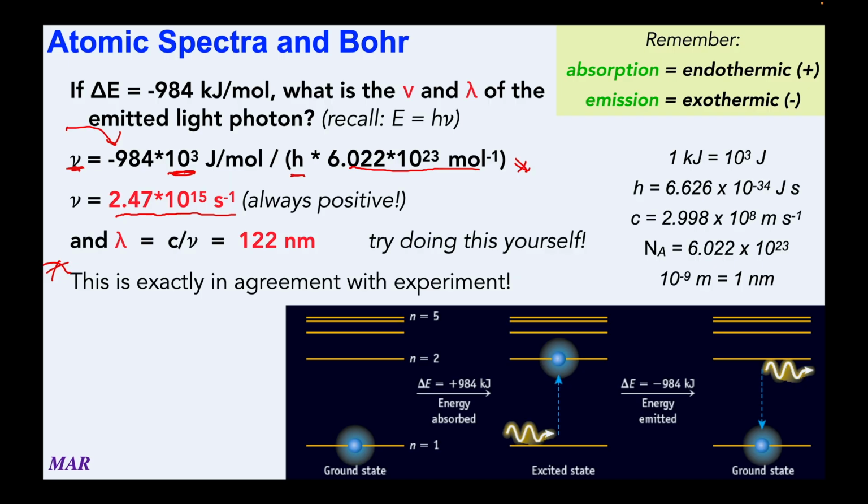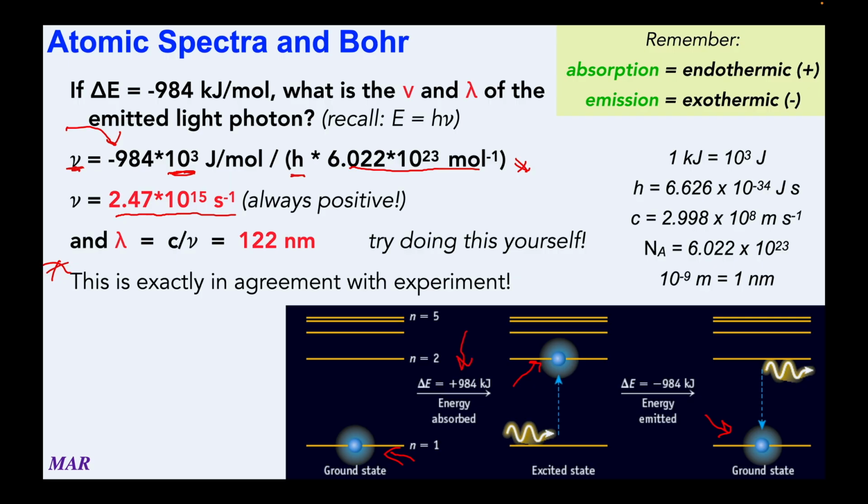So this picture here on the lower right is kind of important. It shows, first of all, how the electron is in the ground state, n equals 1, and then it's excited to the n equals 2 level. And then after a while, the electron says, nope, I want to go back to my home base. It's going to go back to the ground state. I'd like you to look at the energies. Notice how to get from the ground state to the higher state, it's a positive 984 kilojoules.